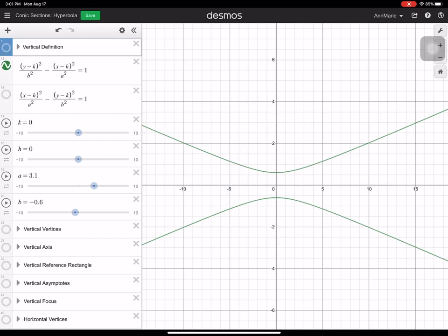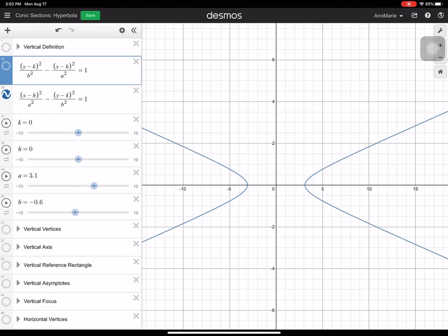I've got the standard form for hyperbolas right over here in my algebra bar to the left of your screen. So for a hyperbola that is centered at the point (h, k), in this case the origin, you can center your hyperbola anywhere. Let's talk about horizontal first because they're a little easier, just the way our brains work. The standard form for the equation of a hyperbola looks a lot like the standard form for the equation of an ellipse.